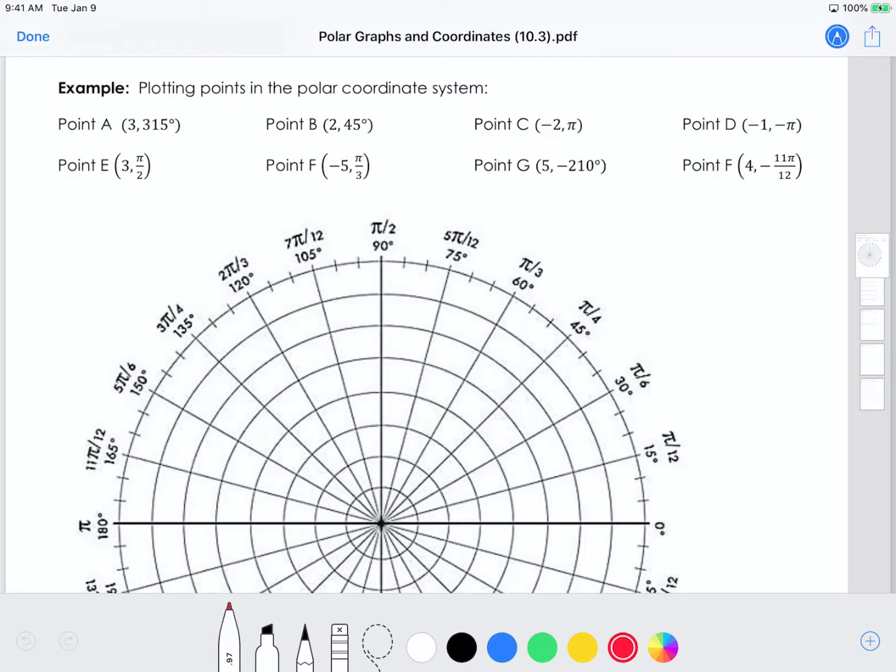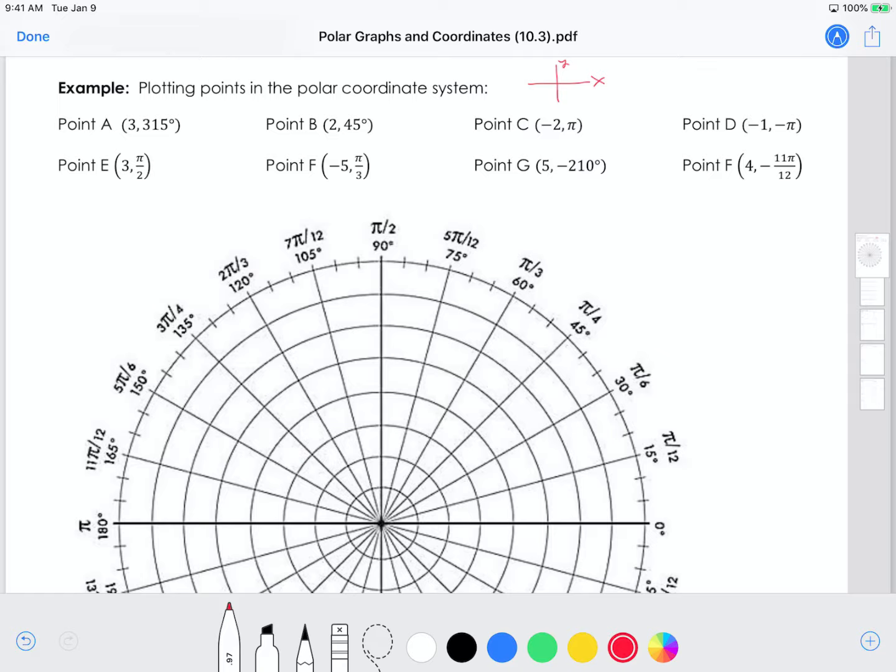In this section, I'm going to introduce you to plotting points on the polar coordinate system. Up to this point, we've been plotting points on the rectangular coordinate plane, where you have axes x, which is your horizontal axis, and y, which is your vertical axis. Now we're going to plot on a polar coordinate system, which looks like a bunch of rings.